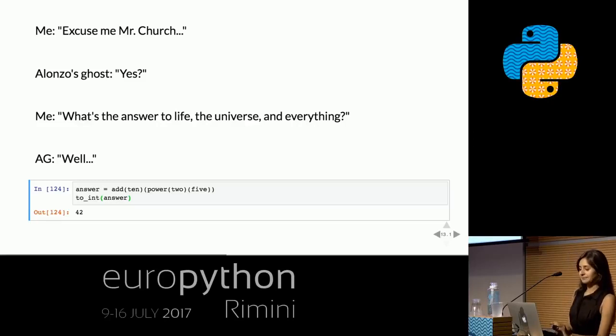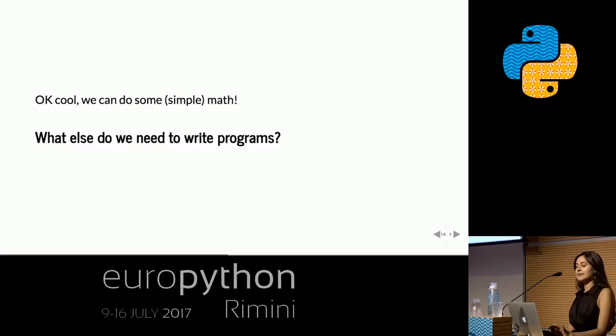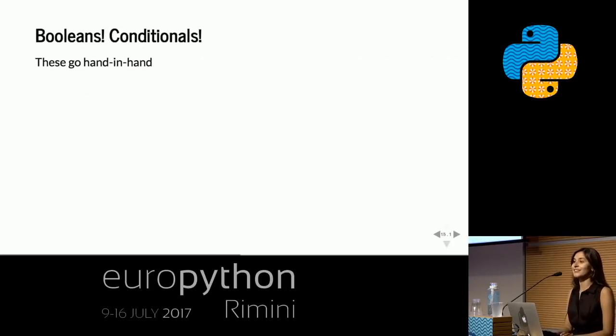Feel free to disagree. Okay, so we've done math, that's cool, but that's not all our jobs entail as programmers. What else do we need? Oh, somebody said conditionals, because I planted them there in the audience beforehand. No, I didn't. But yes, we do need conditionals. And in order to do conditionals, we need Boolean values, right? Because these go hand in hand.